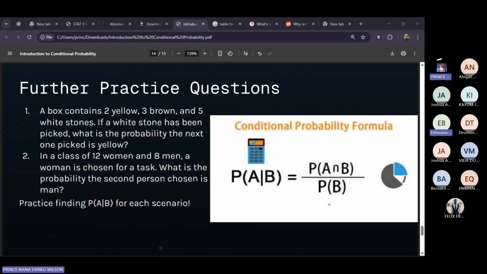And you can see already that the 8 over 19 foreshadows the answer, because it literally says the probability of picking a man, which happens to be the same thing the question is asking. What is the probability that the second person chosen is a man? You see that?